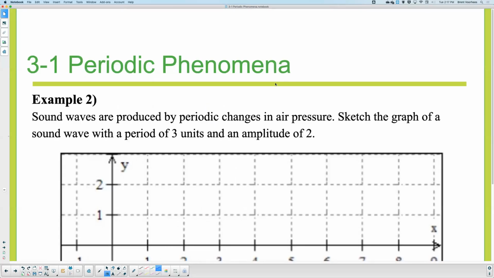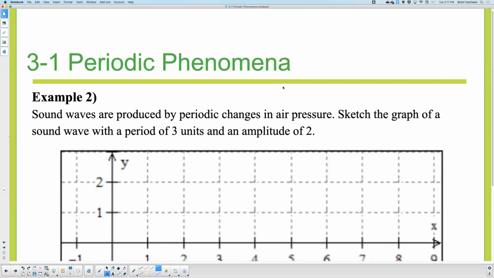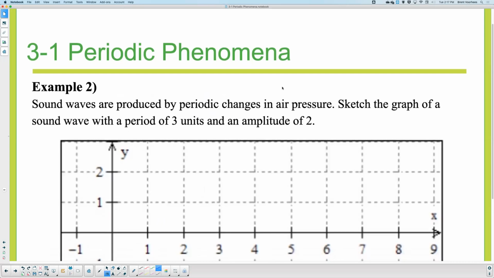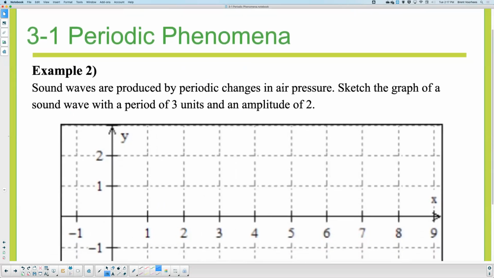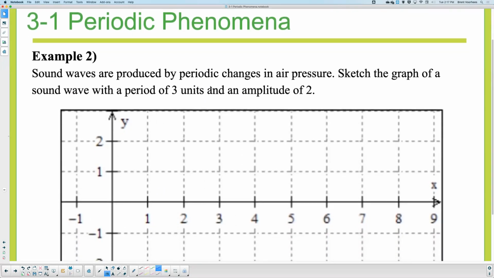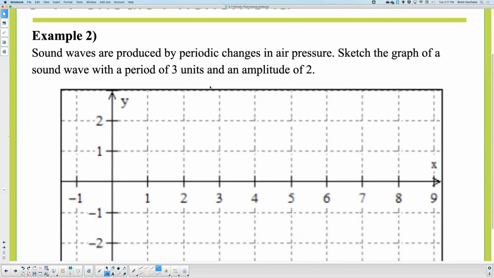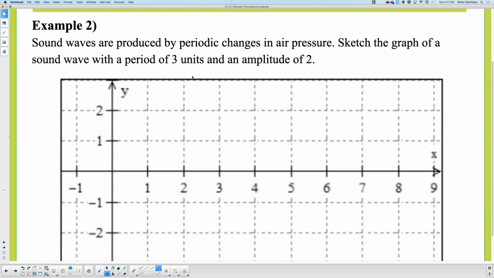All right, let's go on to example 2 now. It says sound waves are produced by periodic changes in air pressure. Sketch a graph of a sound wave with a period of 3 units and an amplitude of 2 units. Okay, with just this information, we're going to assume the midline is the x-axis. So I'm going to go ahead and put this line on there. We're going to treat this as the midline.